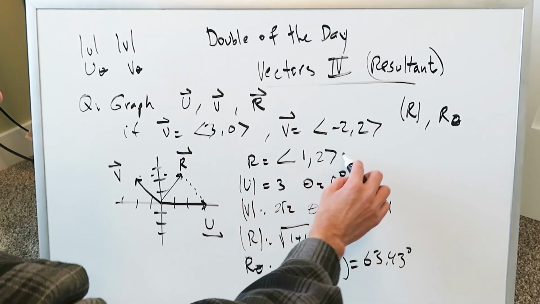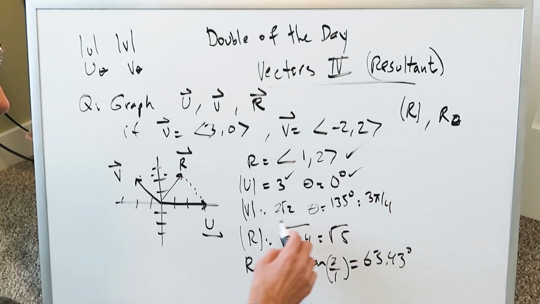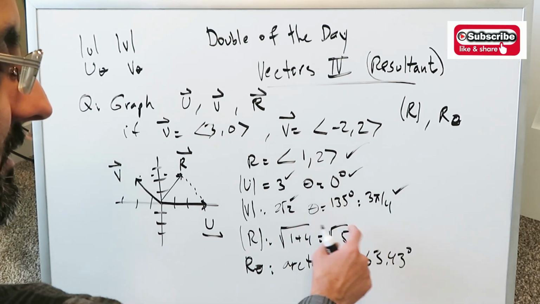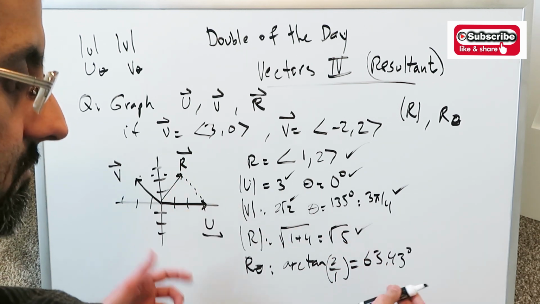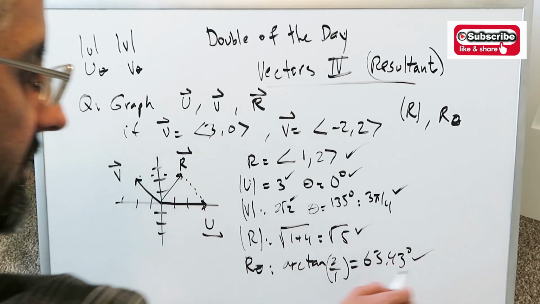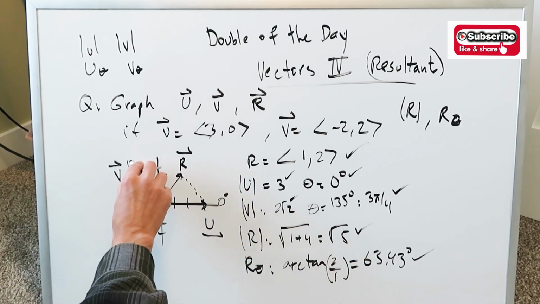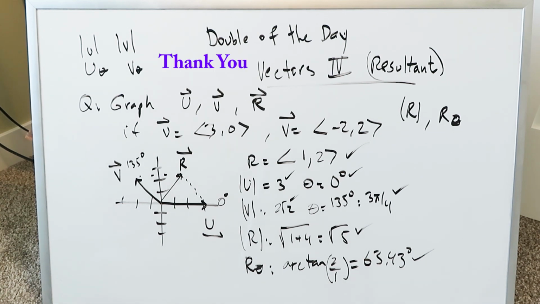We know now our resultant is a 1, 2, our magnitude of u is a 3, the angle is 0 degrees. For the v vector, the magnitude is 2 root 2, the angle is 135 degrees. For the resultant vector, the magnitude is root 5, and the angle is 63.43, very well falling in between the 0 degrees and 135 degrees. So everything checks out and everything is good. And this right here is some of the resultant items that you need to know.